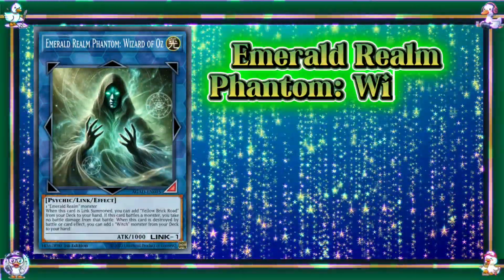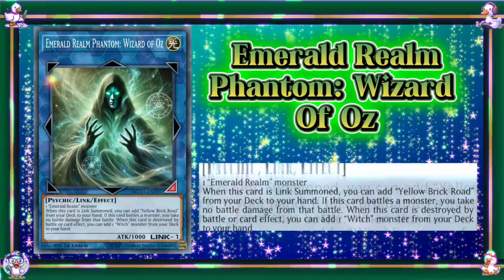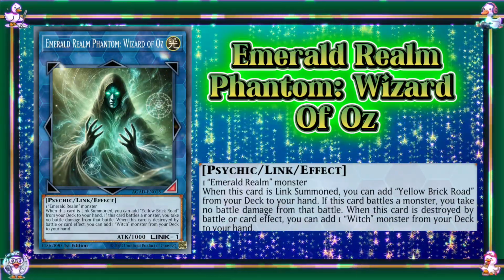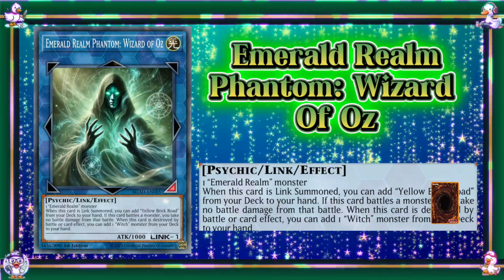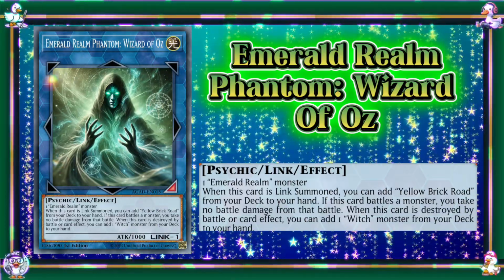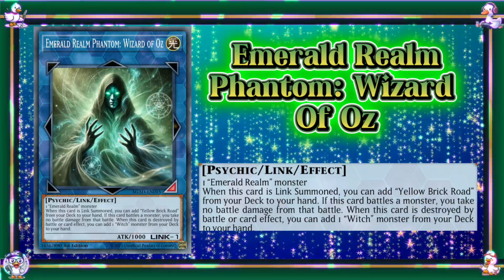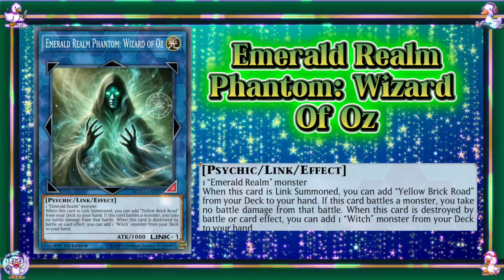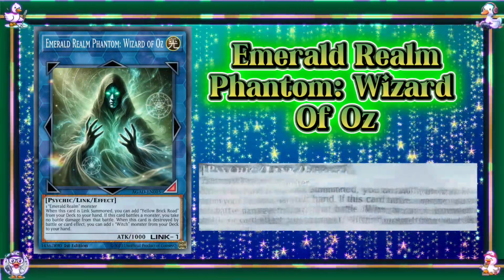Starting off with our first Link monster, we have Emerald Realm Phantom Wizard of Oz. Using one Emerald Realm monster, when this card is Link summoned, you can add Yellow Brick Road from your deck to your hand. If this card battles a monster, you take no battle damage from that battle. When this card is destroyed by battle or card effect, you can add one Witch monster from your deck to your hand.